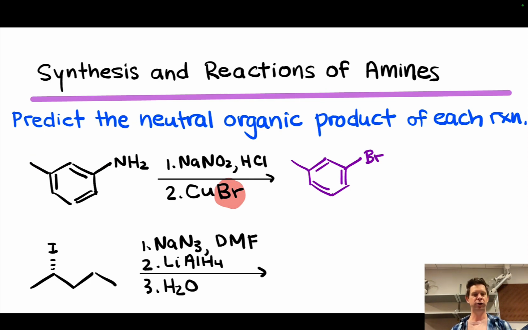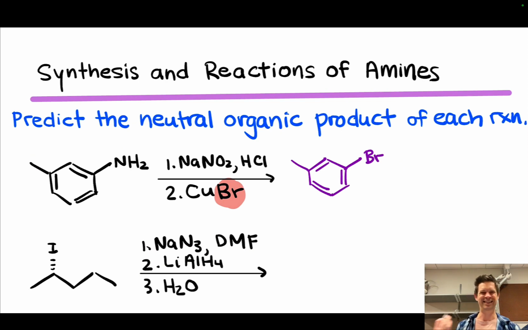All right, what's going on in the second case? Well, in the second case, we have this secondary alkyl iodide reacting with NaN3, sodium azide. DMF is dimethylformamide, that's just a solvent. And then we're doing some kind of reduction with lithium aluminum hydride, followed by aqueous workup. So let's take it one step at a time, as we usually do.